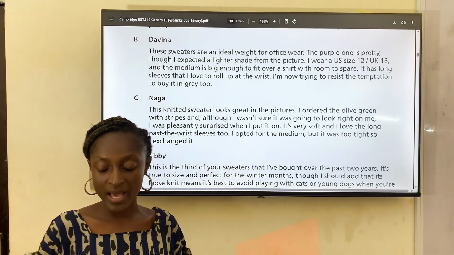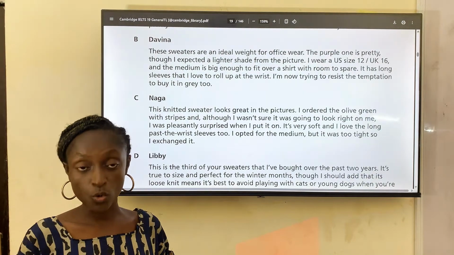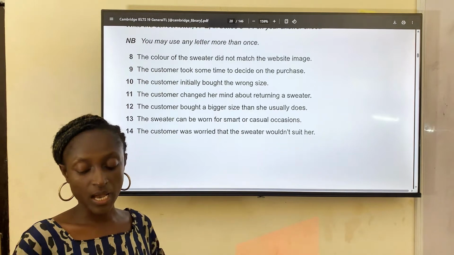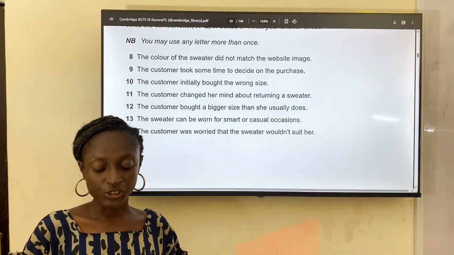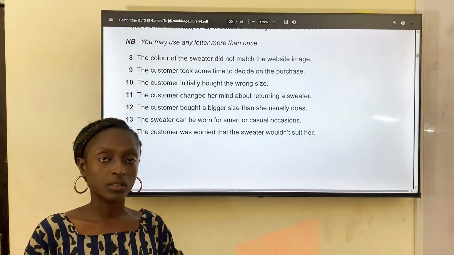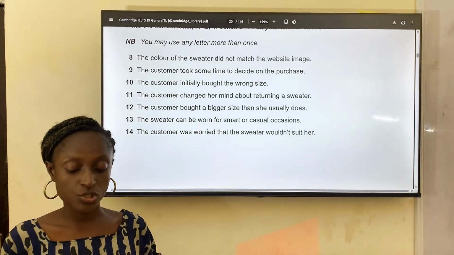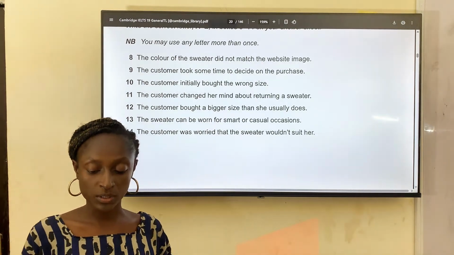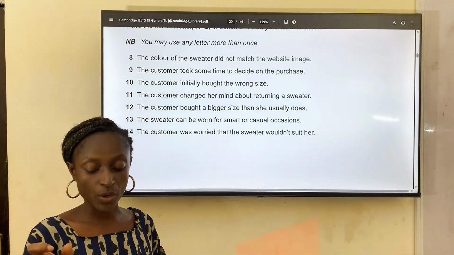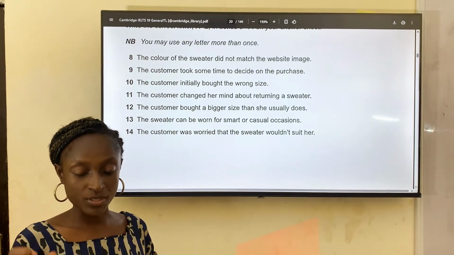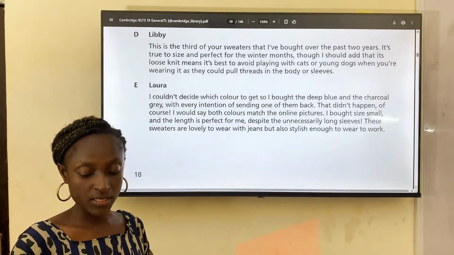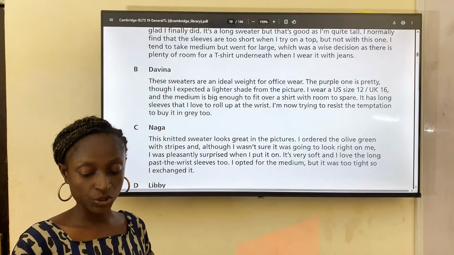Now let's look at another question. Now we have question 9. The customer took some time to decide on the purchase. Now, took some time, that's the word we are working with. Took some time to decide on the purchase. So let's go back to the passage and see where that information is.